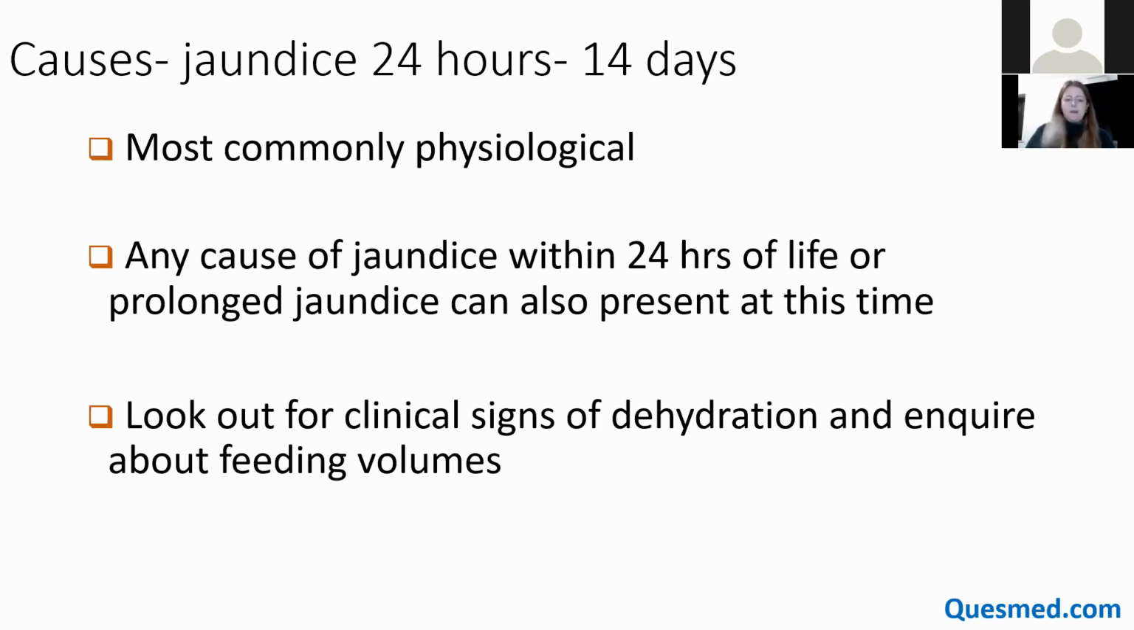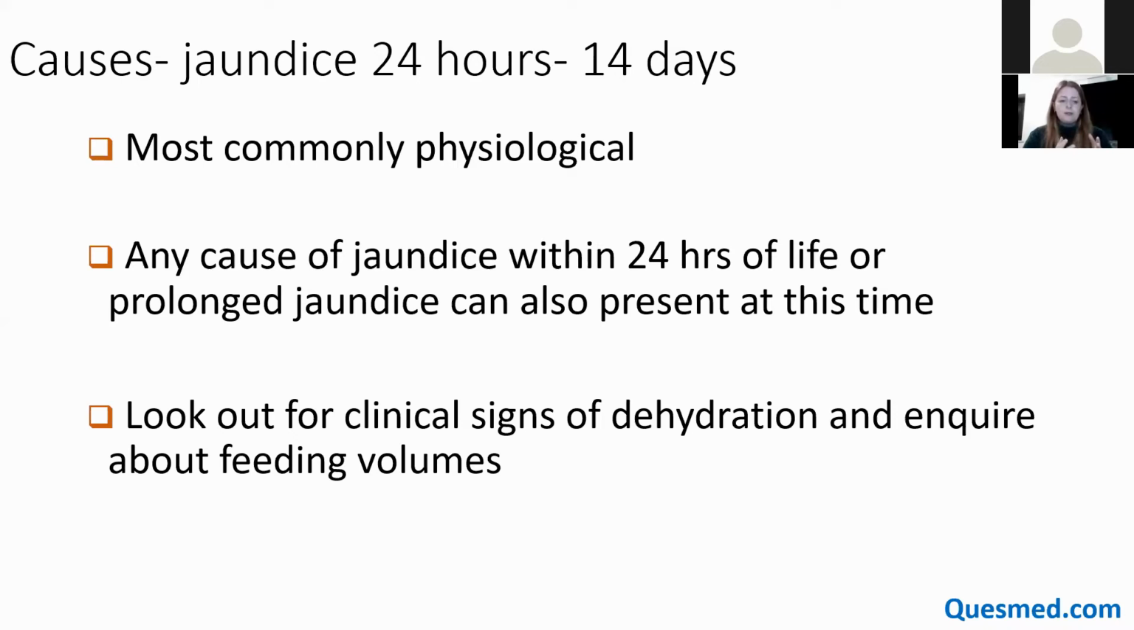If you have a baby that presents with jaundice between 24 hours and 14 days of life, this, by far and away, is most commonly just normal physiological jaundice, nothing to worry about. However, it's worth remembering that abnormal causes of jaundice can still present in this time period, so it's not always normal. You need to look at the baby as a whole and look at the clinical picture.